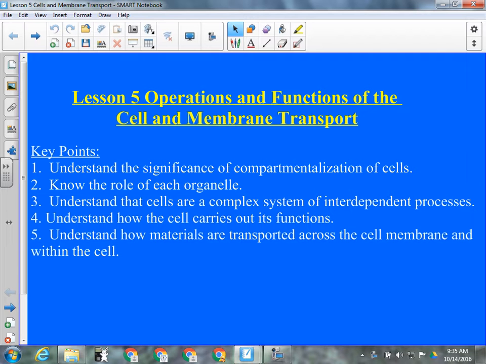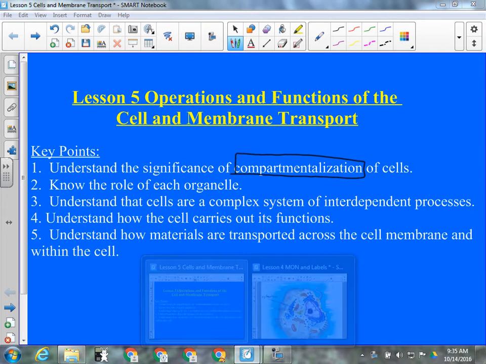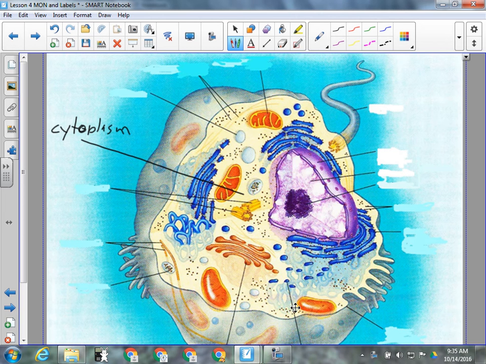First off, know the significance of compartmentalization. That's going to be an important term. Compartmentalization is essentially this. There are many compartments within the cell. Each organelle is its own little room. Each organelle has its own membrane that separates it from the rest of the cell. That means it can have whatever conditions are best for whatever process it carries out.